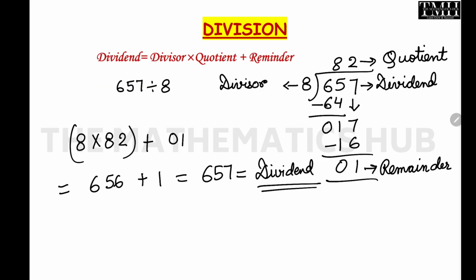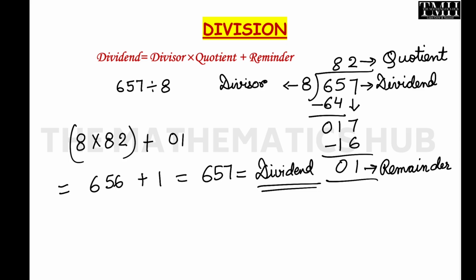Viewers, in division operation, the number to be divided is called the dividend. The number by which we divide is called the divisor. The result obtained after division is called the quotient, and the number left after finding the quotient is called the remainder. The correctness of division is checked by the division algorithm. Dividend equal to divisor into quotient plus remainder.